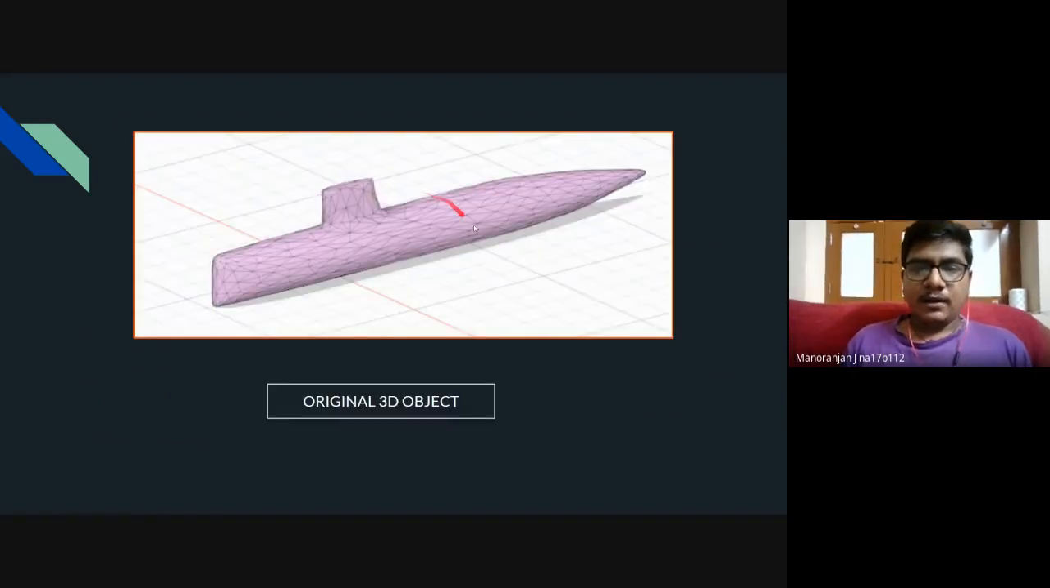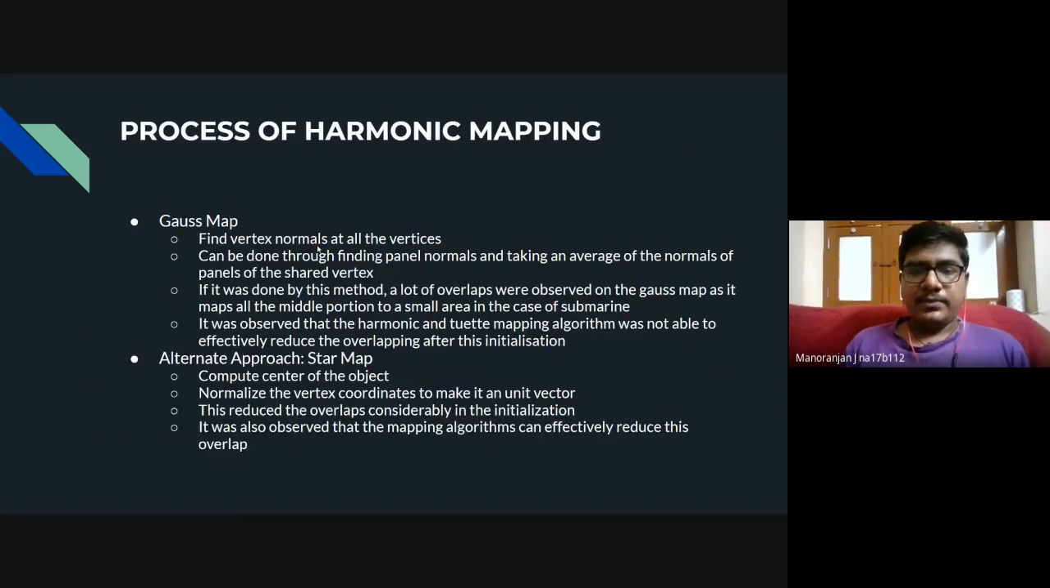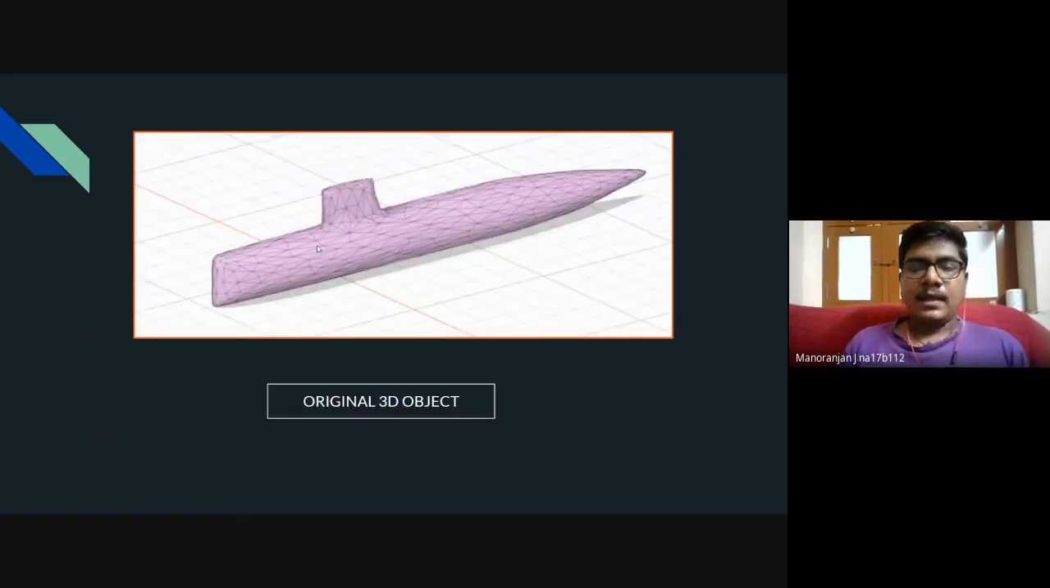But since there were a lot of overlaps, basically this algorithm will map all the middle part to only a small region of the unit sphere. So this Gauss map is our first step in mapping the 3D object to a unit sphere. This will involve a lot of overlaps, as you can imagine, and I will show a picture as well.